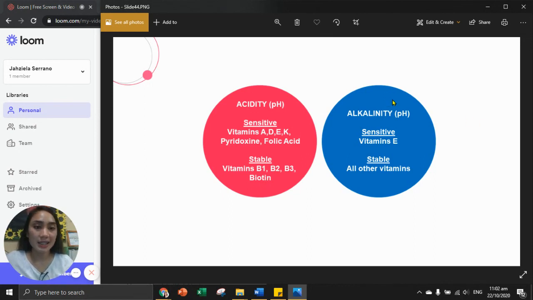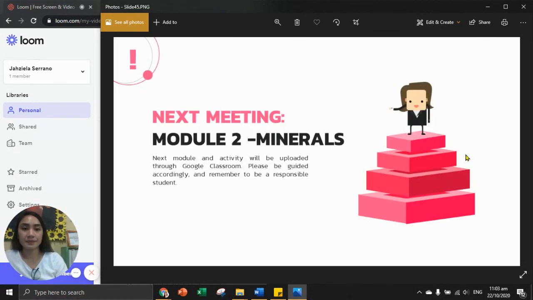Okay, sa alkalinity naman, sensitive ang vitamin E. So if we expose it to a basic environment, ito yung pH level from 7.1 hanggang 14. Ang sensitive is vitamin E and ang stable naman ay all other vitamins, no?